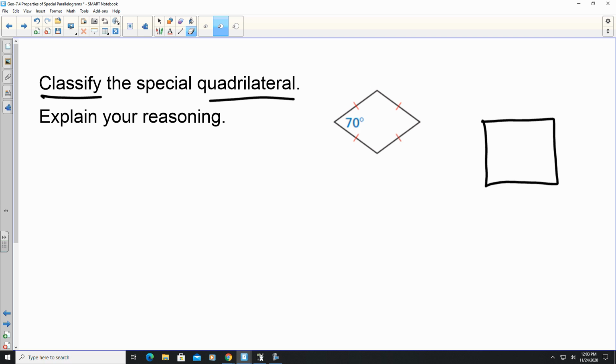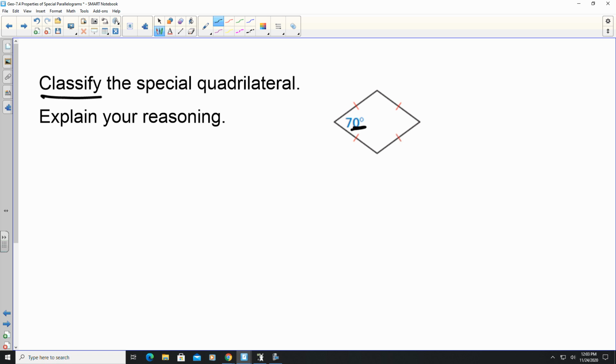But since we're looking at the diagram here, what I want you to look at is, well, it shows us 4 hash marks, which means that all 4 sides are congruent. And we have an interior angle that's 70 degrees that shows that it's not 90 degrees. So that means the most specific name for this is a rhombus, because it has four congruent sides.